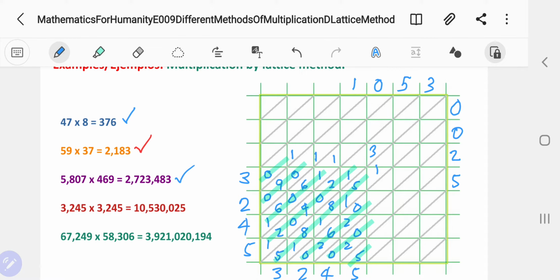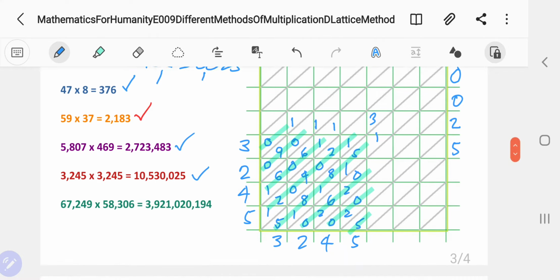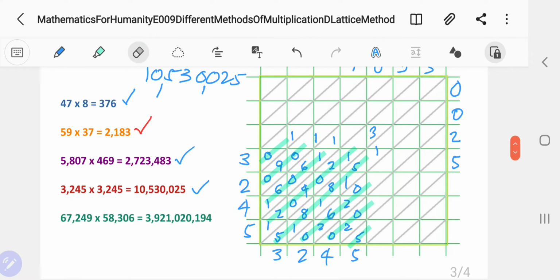So that's 10530025. I'll write it here. 10530025, and I write the comma. So that's 10,530,025, and that's correct here. So it's a little faster compared to other methods.